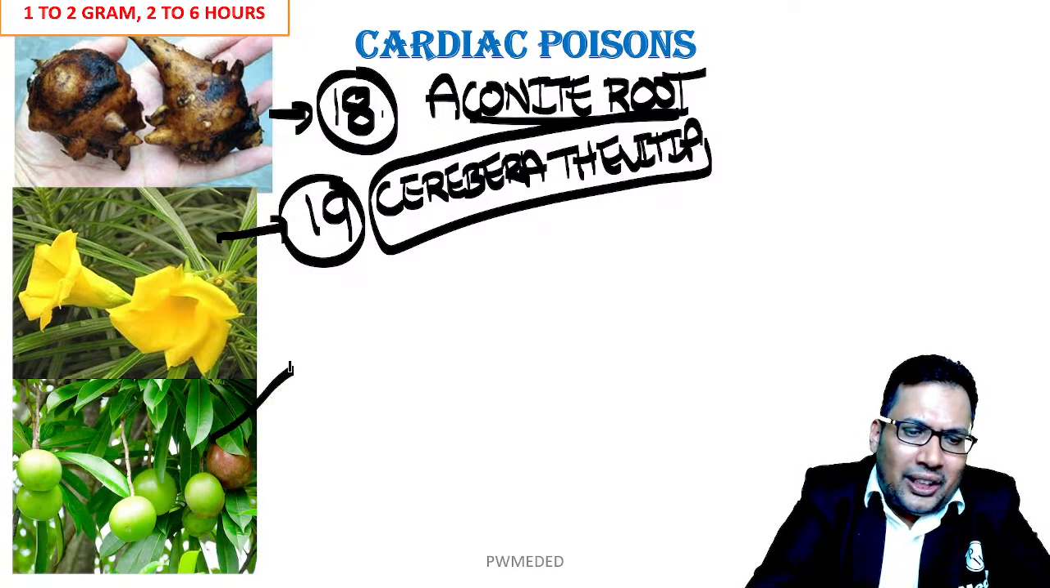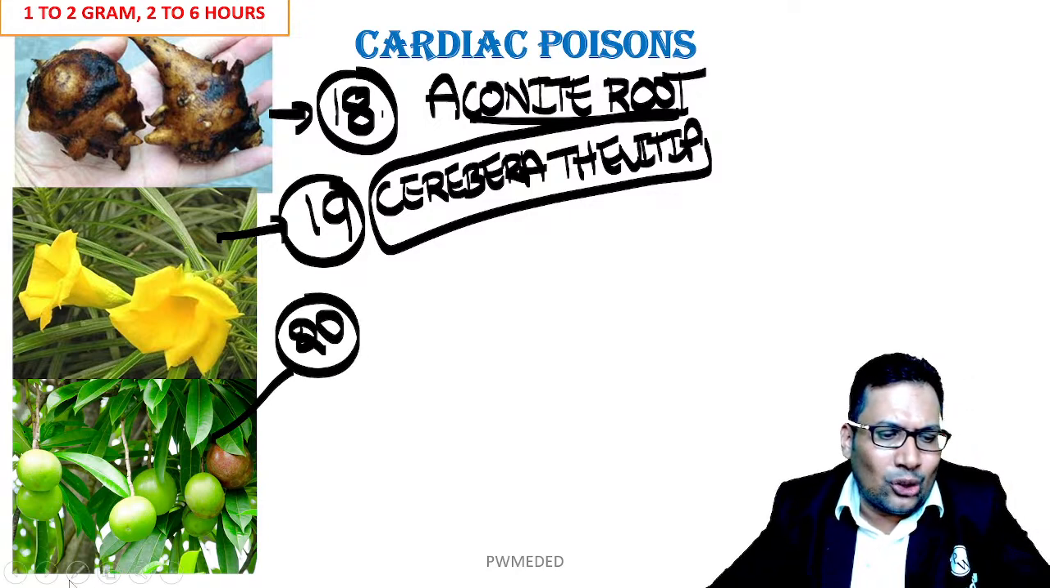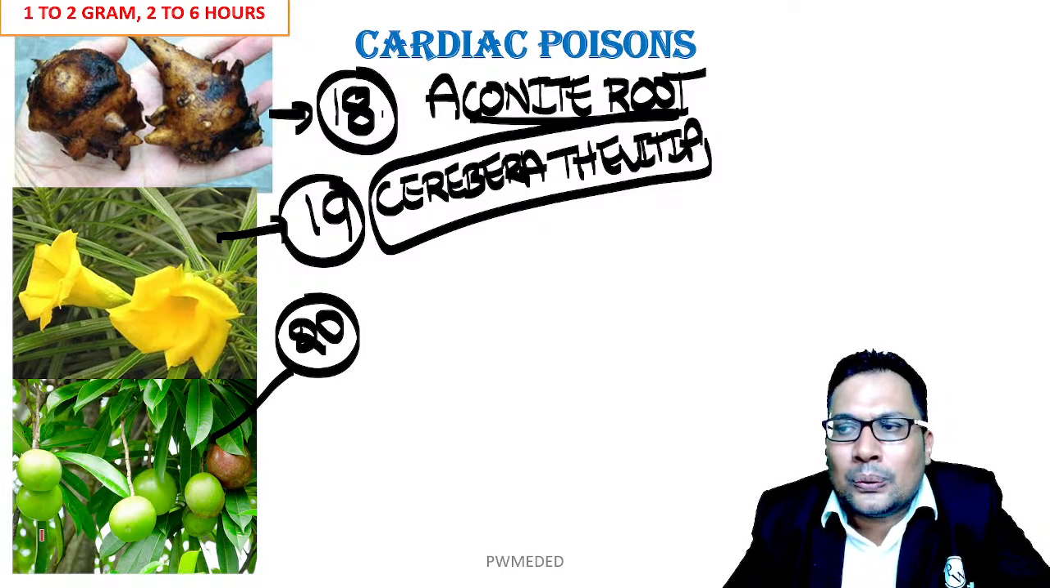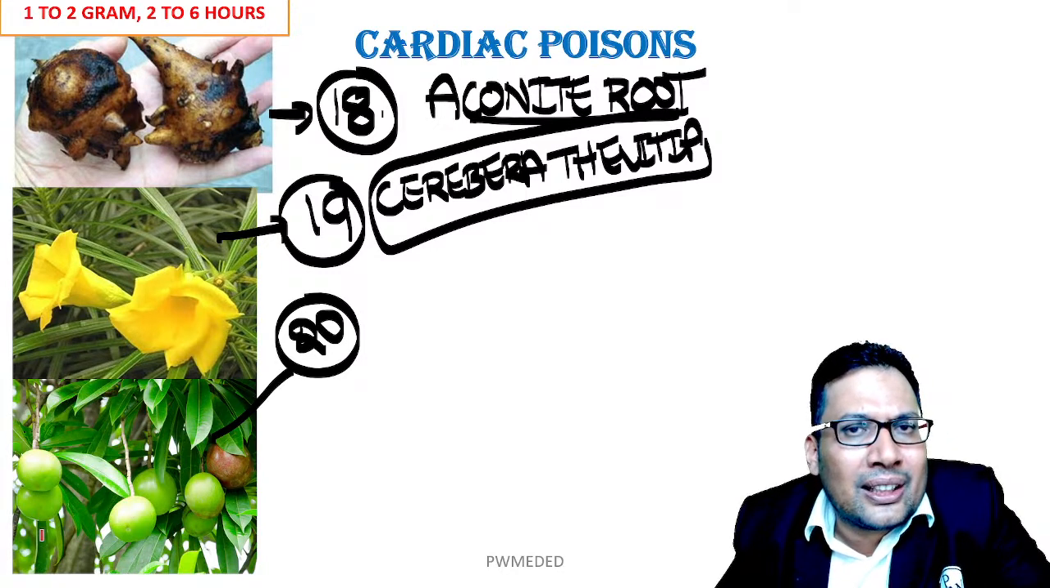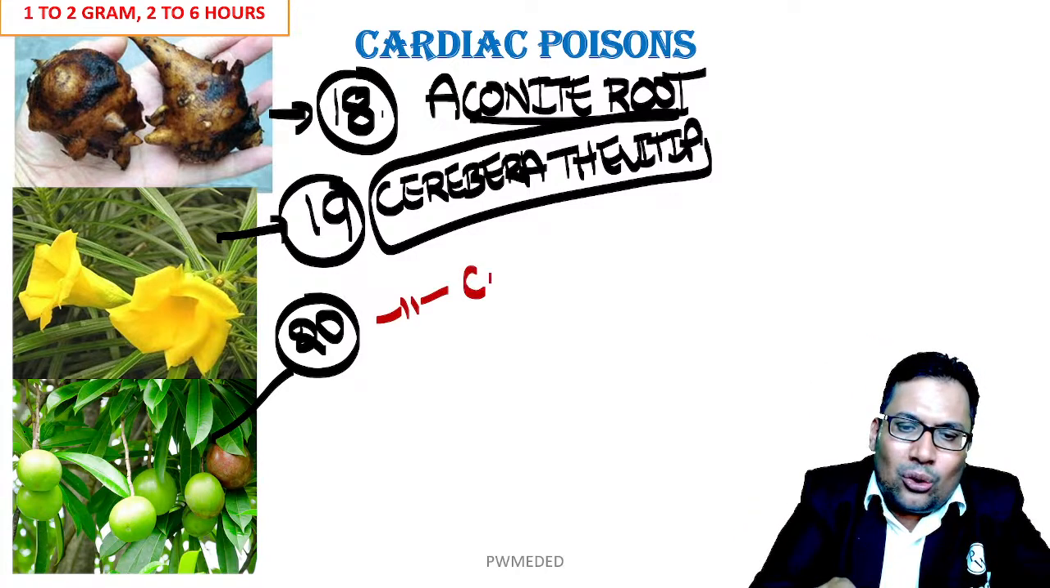This is the 20th one. We can see the poisonous mango, which is also known as suicidal mango, suicidal green mango. Remember, it is known as Cerbera odollam.